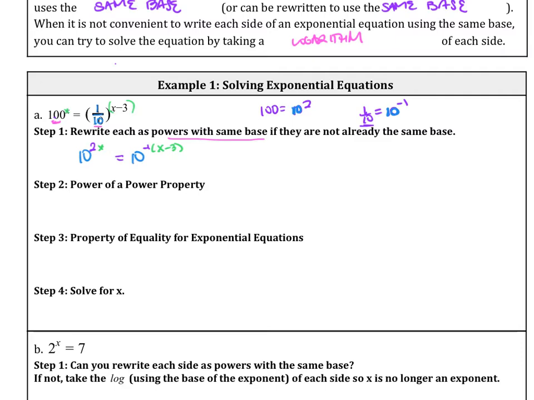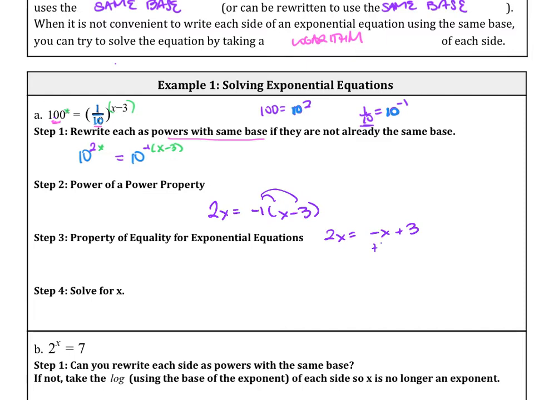So we're using the power of a power property here. What that means is this is going to multiply to everything inside. So let's distribute that, or we can distribute that later. We notice that we have the same base. What that means is we can set the exponents equal to each other. So let's do that. 2x equals negative 1 times x minus 3. Then we need to solve for x. So we distribute the negative. So 2x equals negative x plus 3.